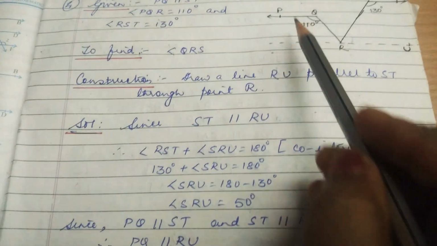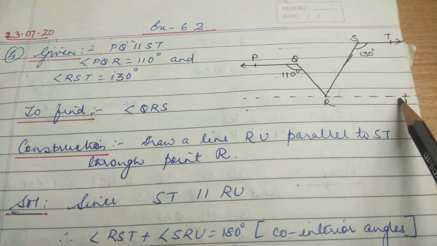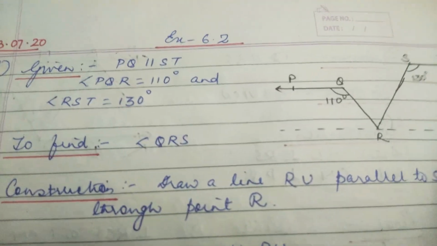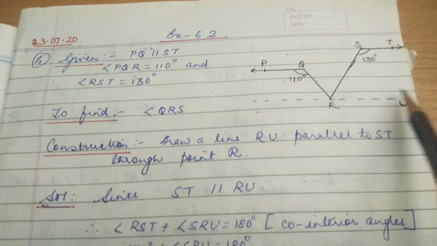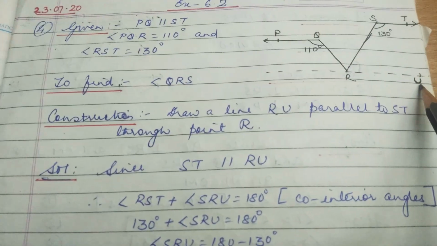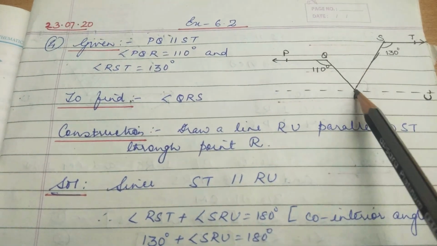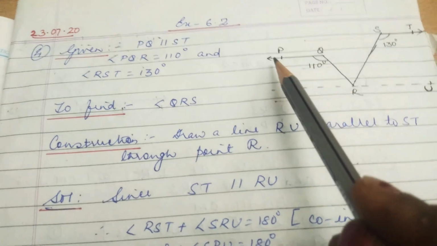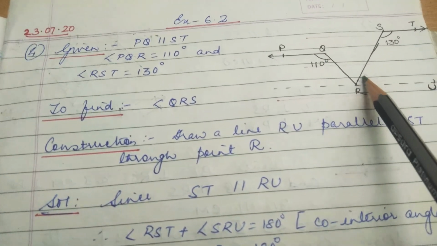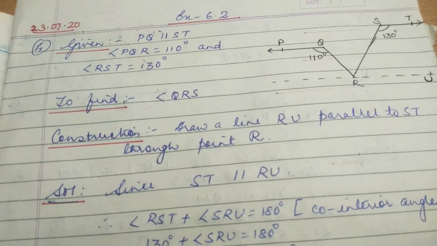Now since PQ is parallel to ST and ST is parallel to RU, we have learnt that lines parallel to the same line are parallel to each other. So PQ will be parallel to RU. Now if PQ is parallel to RU cut by transversal QR, then angle PQR will be equal to angle QRU, means this whole angle will be equal to 110 degrees, alternate interior angles.